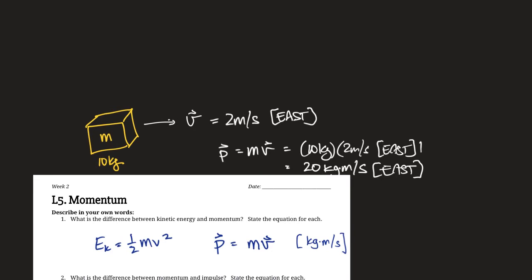So just to see a very quick application of this, if we have this same box, and we already know the box is moving along at 2 meters per second. It's got a momentum of 20 kilogram meters per second. What happens if we give that box a push as it's moving? Let's say we push it with a force of 100 newtons for 1 second.